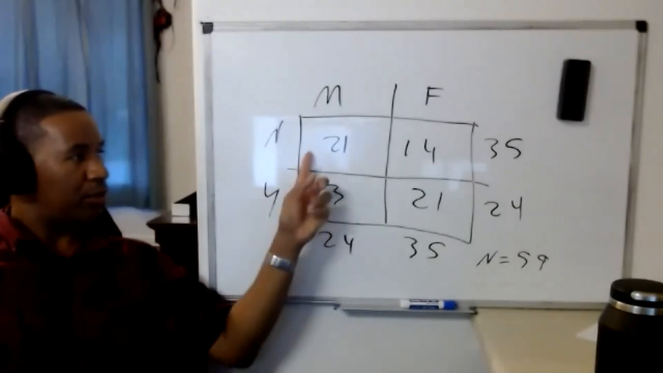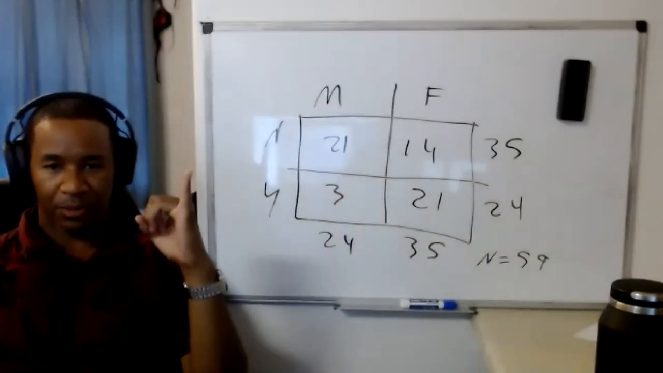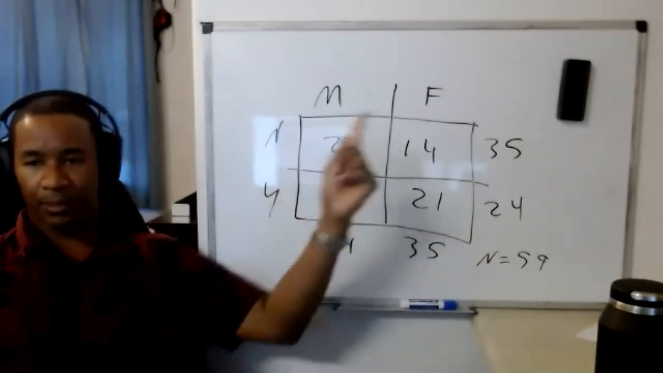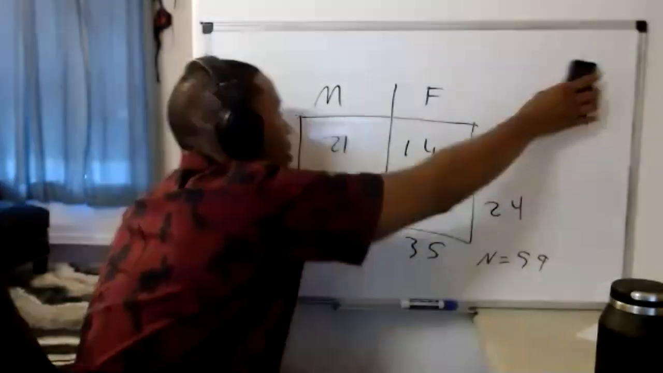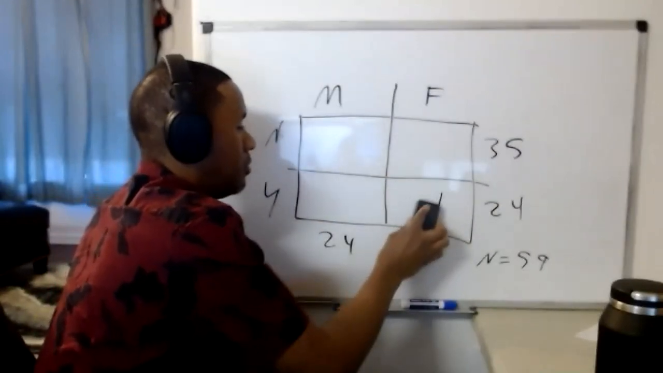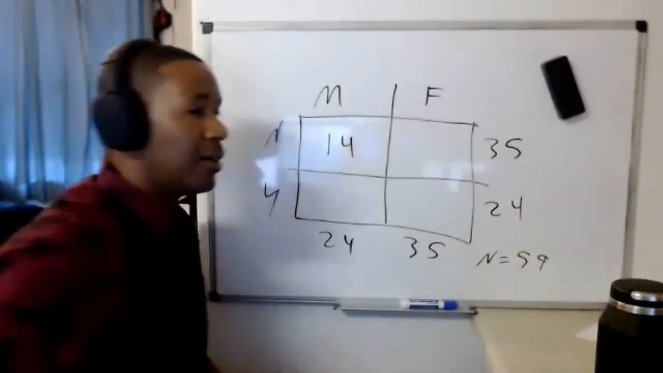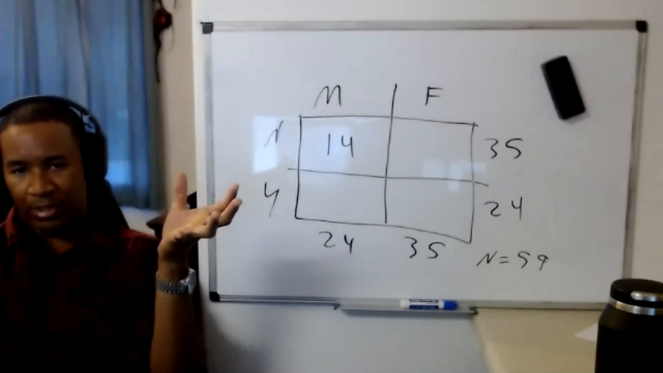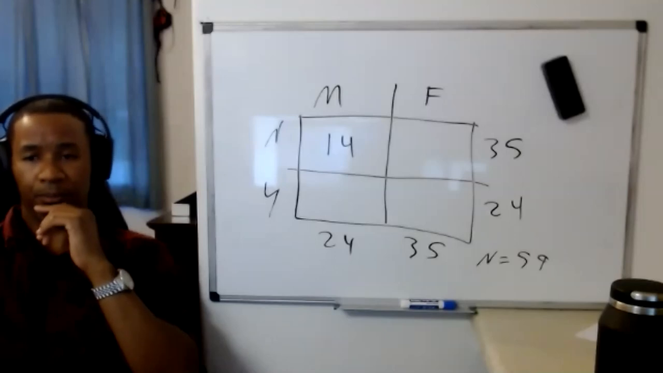So this is the column total for this cell. This is the row total, which is 35. We take the column total times the row total divided by the N. So somebody do that for me. 24 times 35 divided by 59 gives us an expected frequency, which is equal to what? 14.23. I'll just round that down to 14, thank you. So 14 is our expected frequency. Now that 21 that we saw earlier was the observed frequency. As you can already tell, the expected frequency and the observed frequency are relatively far apart.